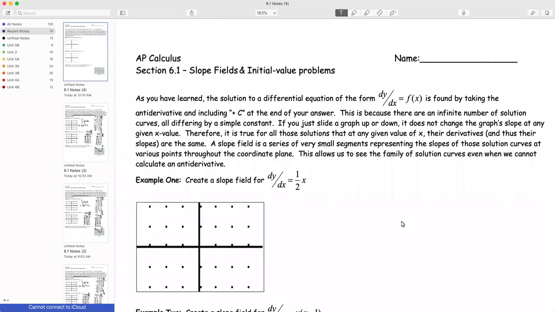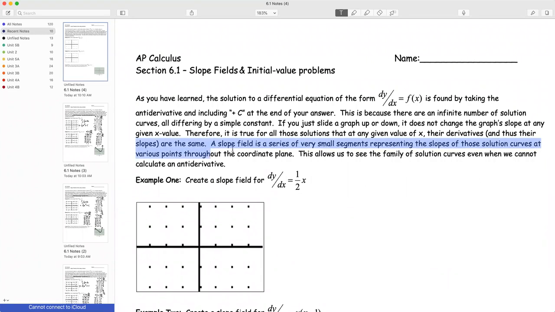So slope fields, as you have learned, the solution to a differential equation of the form dy dx is equal to f of x is found by taking the antiderivative and including a plus c, because it can vary by any constant. Meaning that we could just slide the graph up or down, and all of those graphs would have similar slopes. But if they vary by a constant, we would be moving them up or down.